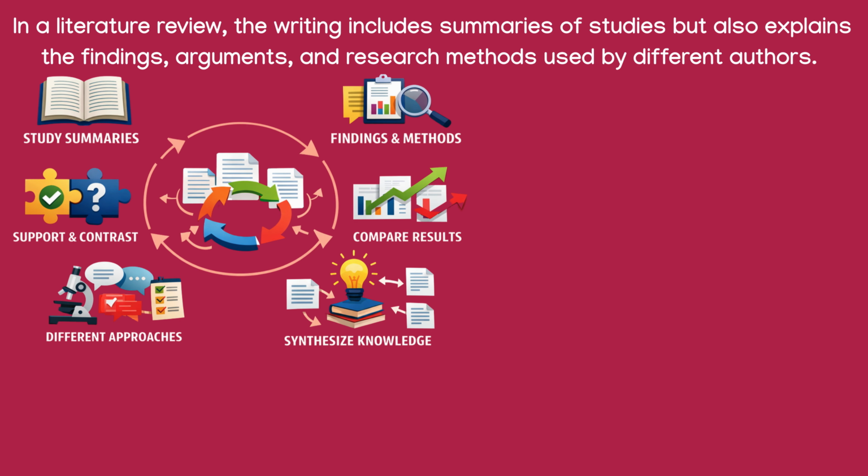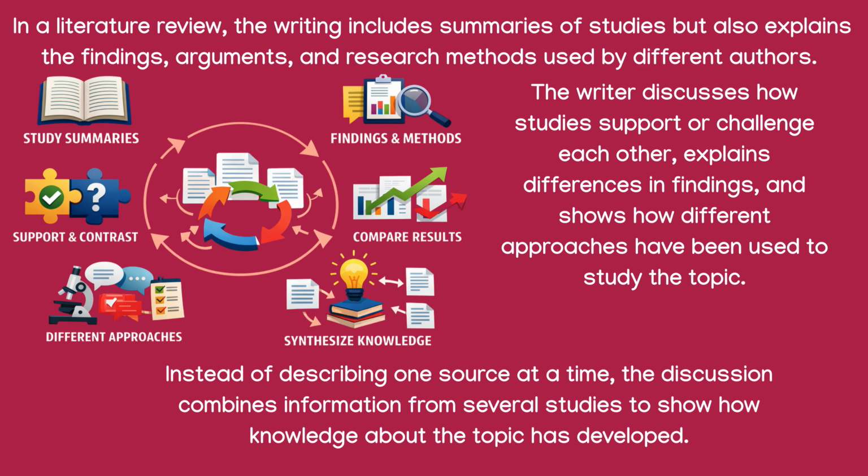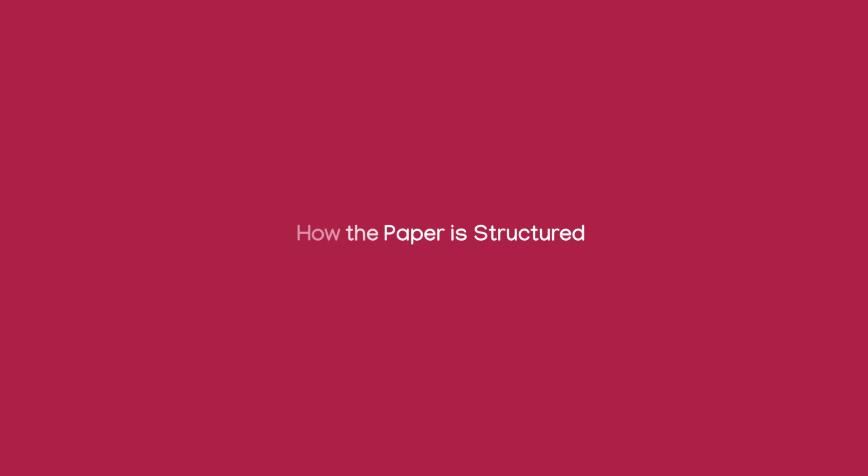In a literature review, the writing includes summaries of studies but also explains the findings, arguments, and research methods used by different authors. The writer discusses how studies support or challenge each other, explains differences in findings, and shows how different approaches have been used to study the topic. Instead of describing one source at a time, the discussion combines information from several studies to show how knowledge about the topic has developed.